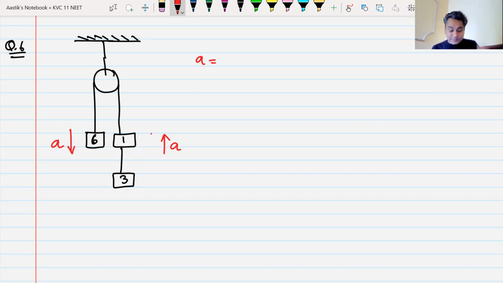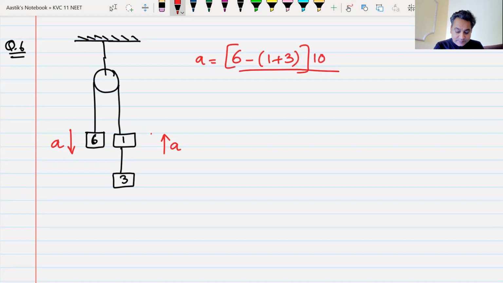So here 6 is more. So 6 minus 1 plus 3. Do we understand this? Yes, sir. Multiplied by G. G, my dear, is 10. Divided by 6 plus 1 plus 3. You get the value of A. From there, you can find the value of T1 and T2.